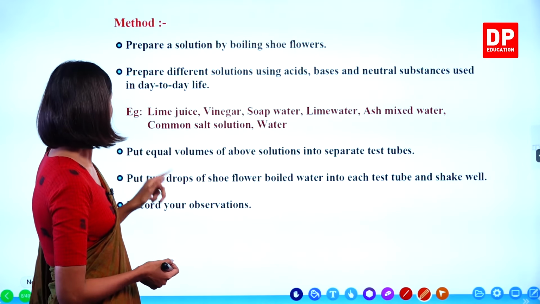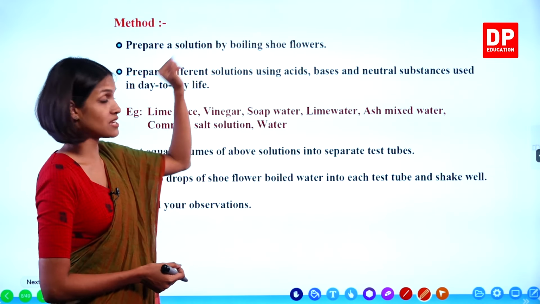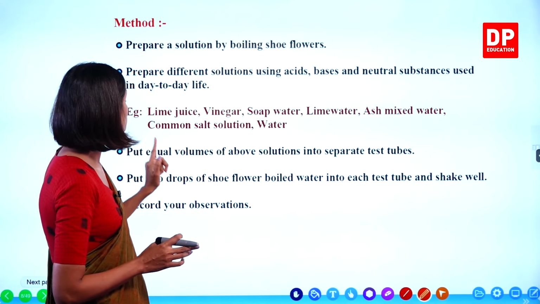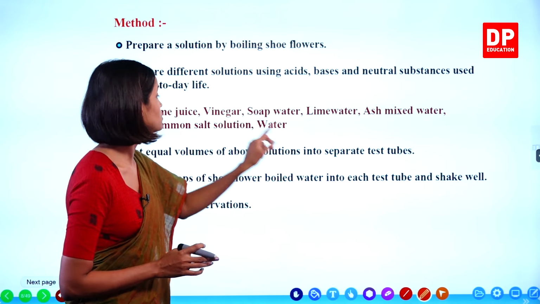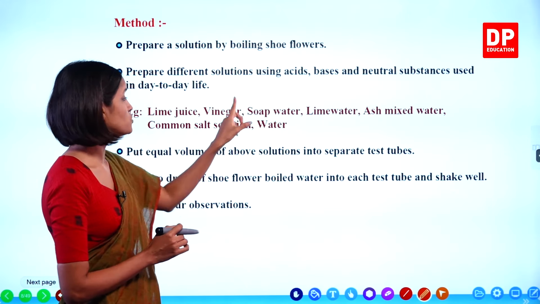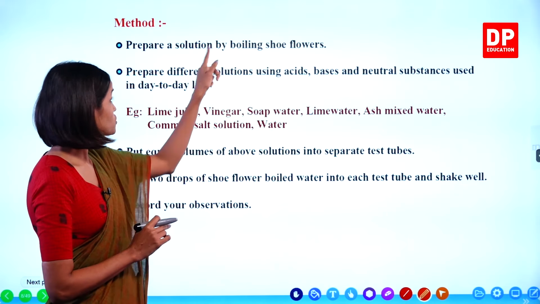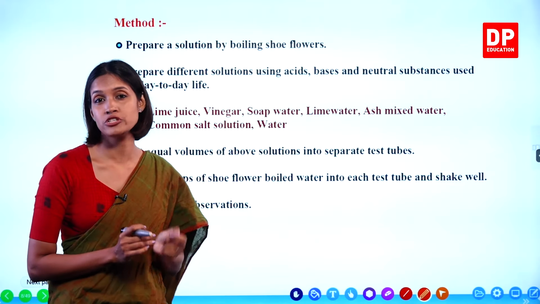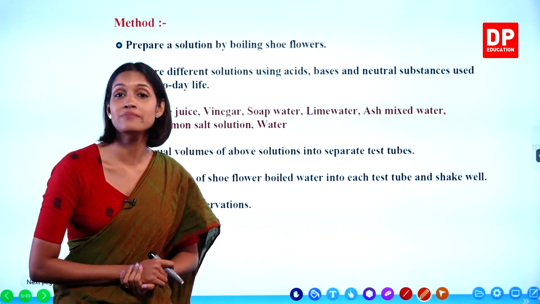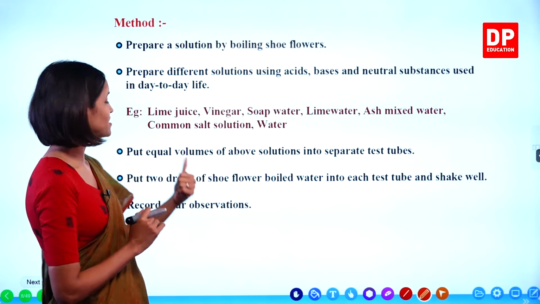What is the next step? Put 2 drops of shoe flower boiled water. The first step is to prepare the shoe flower boiled water. Now we have to put 2 drops of shoe flower boiled water into each of the test tubes and shake well. From the solutions you have to take equal amounts, about 2 milliliters, and from the shoe flower boiled water you have to take about 2 drops. Mix them, shake the test tube and check what happens to the color. So record your observations.